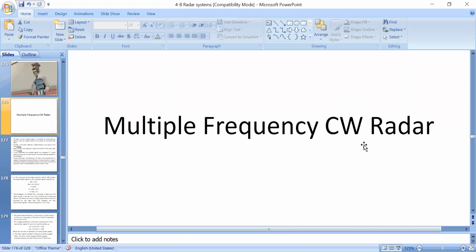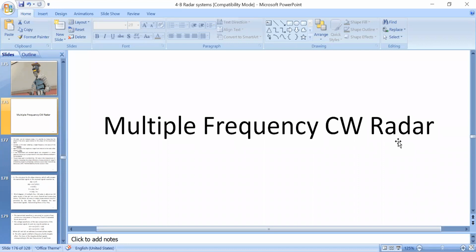While observing the performance analysis of this continuous wave Doppler radar, we identified mainly three drawbacks. What are those three drawbacks? Flicker noise introduction, lack of isolation between the transmitter and receiver, and the third one is that range information about the moving target is not provided. Only the speed of the moving target is provided by the basic continuous wave Doppler radar.